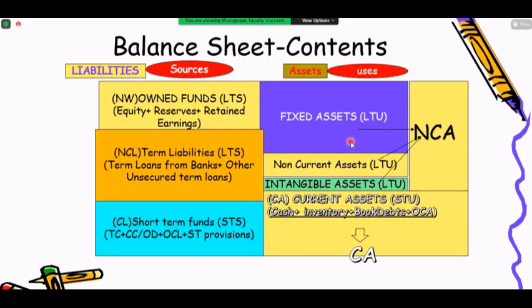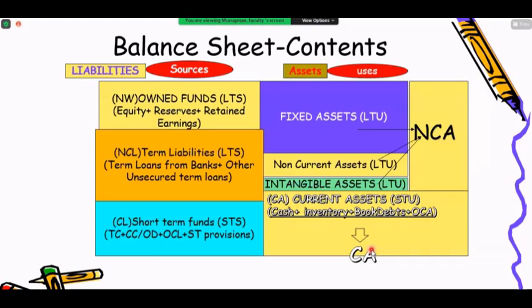So you come to the asset side. Asset sides are only two, CA and CA. What is CA? Current assets. For the current assets definition, if you want, keep a notepad by your side. When you note it down in your own handwriting, it will go into your mind very fast.